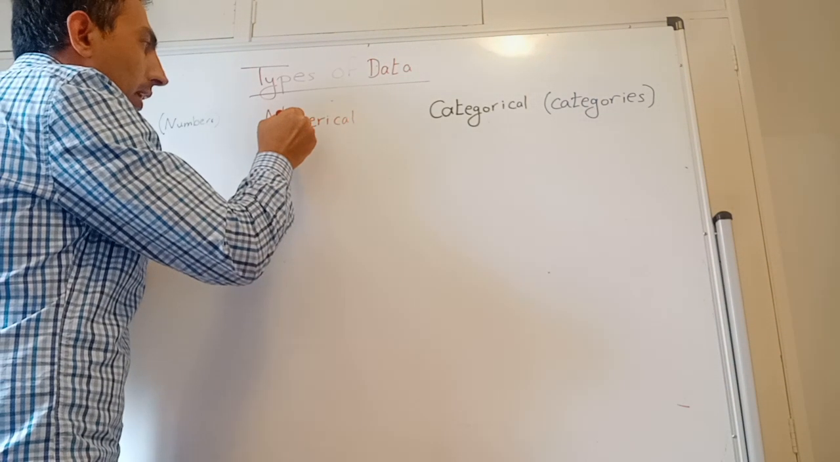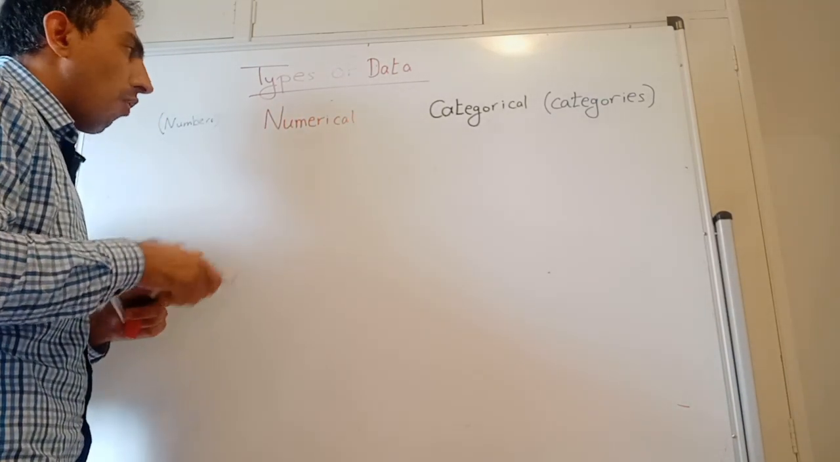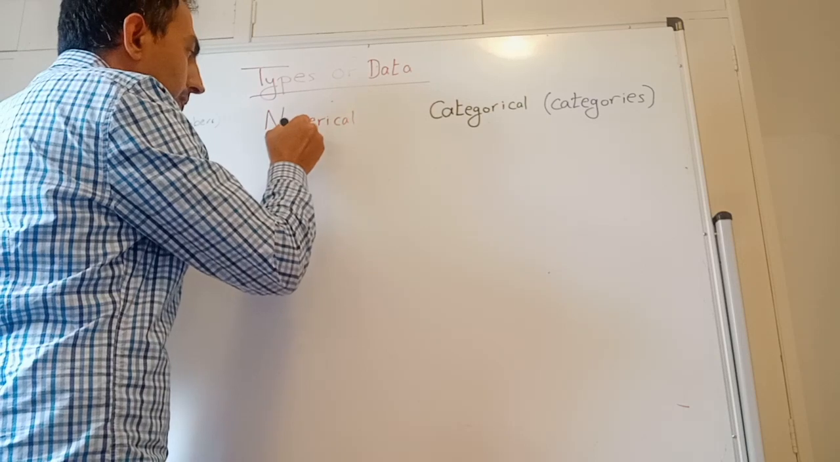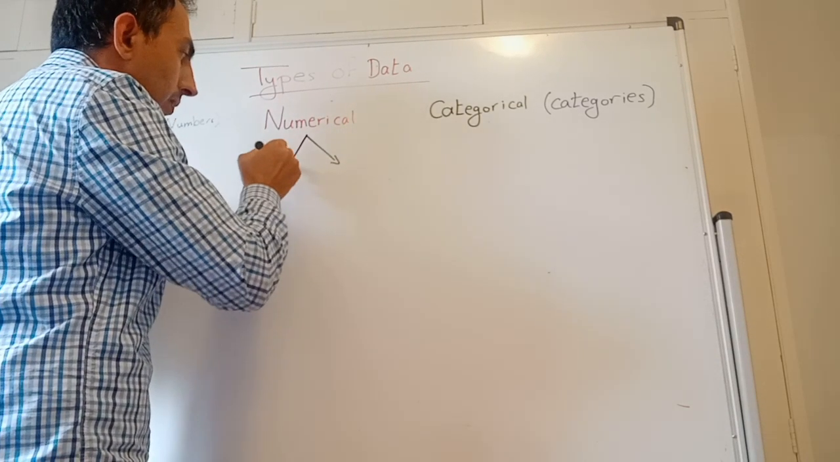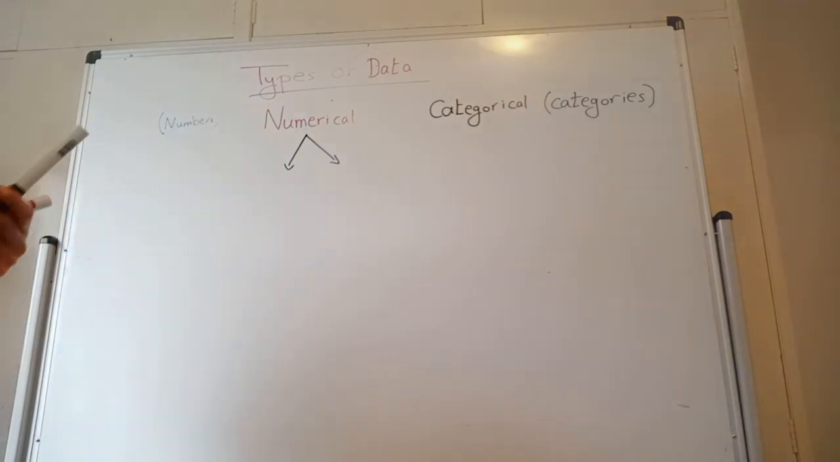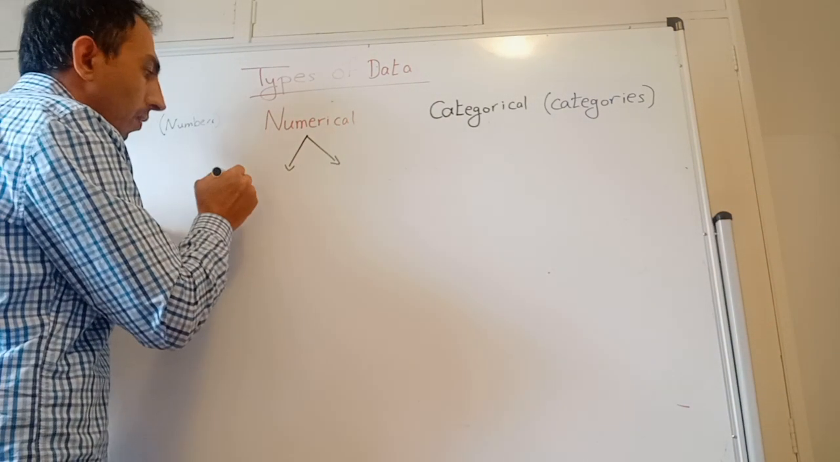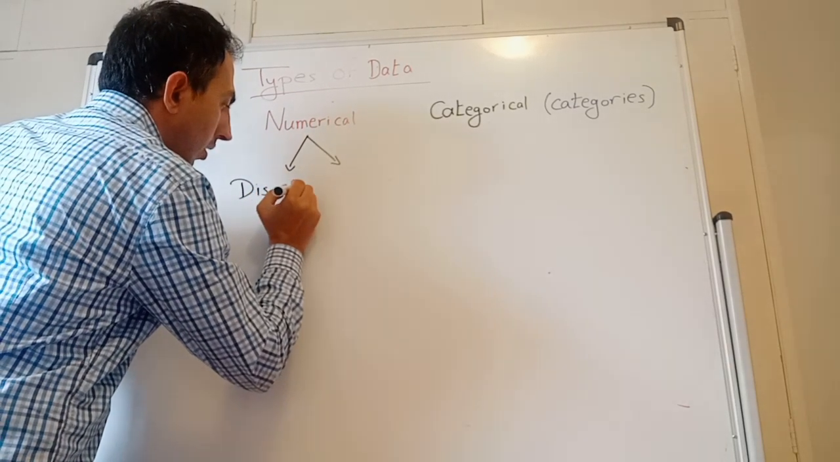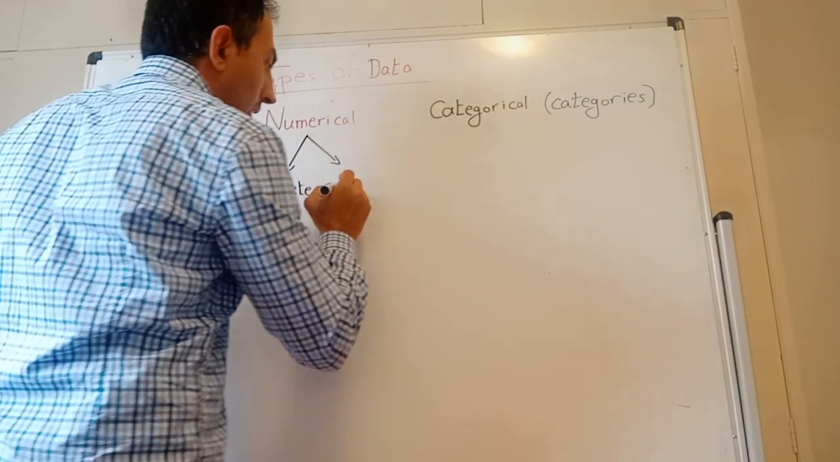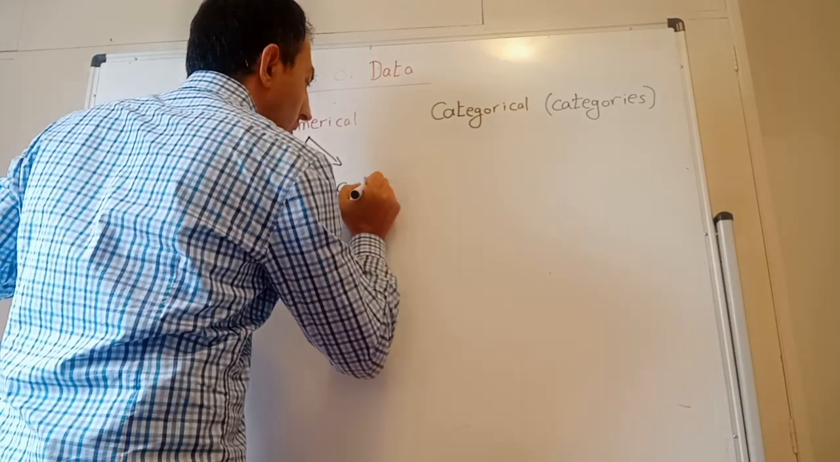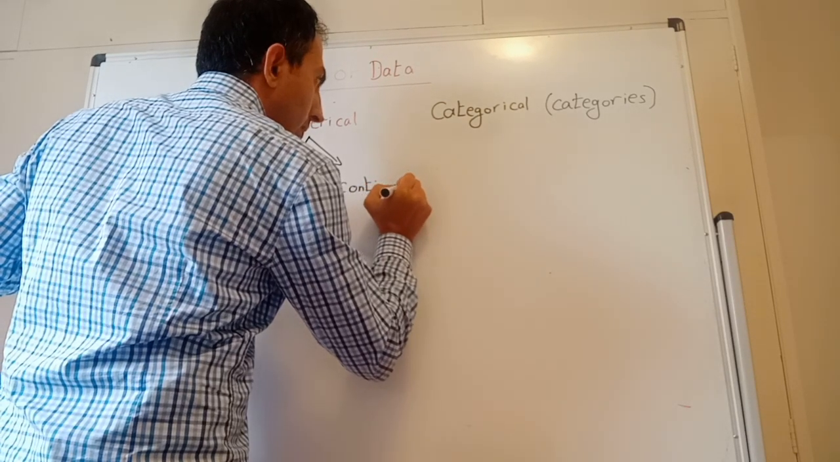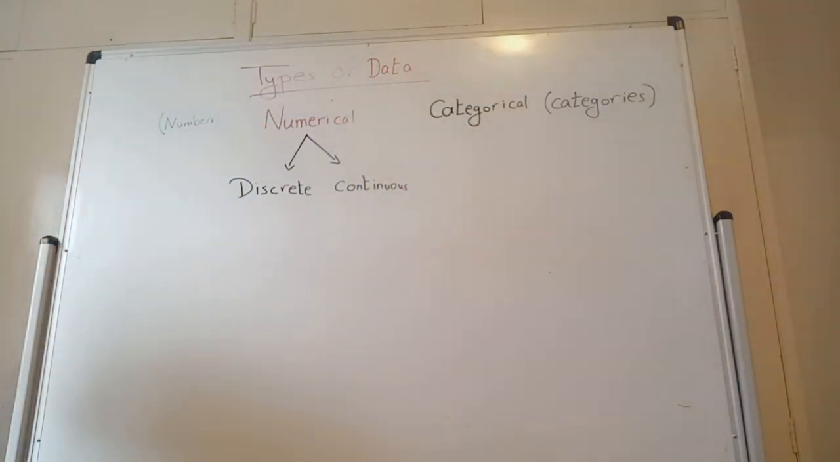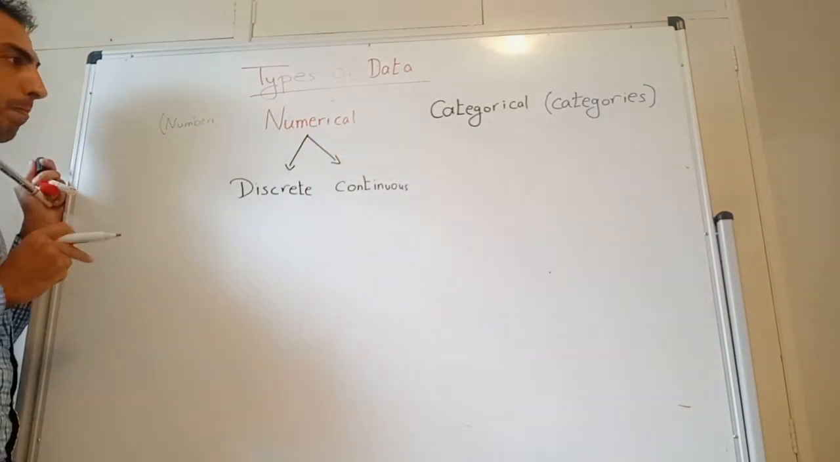the two types of numerical data. The two types of numerical data are discrete and continuous. We have discrete and continuous. Let's see what discrete means and what continuous means. Let's talk about some numerical data as well.